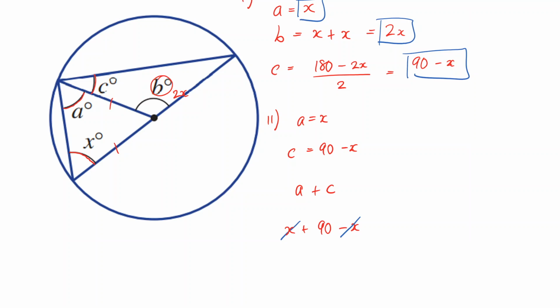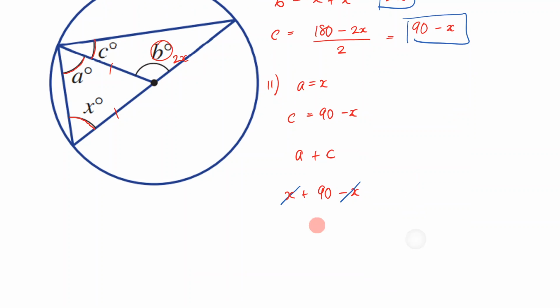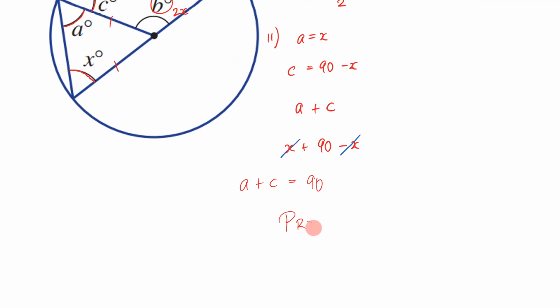Whoops, I forgot, where's my pen? There we go. I'm just left with 90. So A plus C is equal to 90. And this is proof. This is like rock solid proof of what we've done.